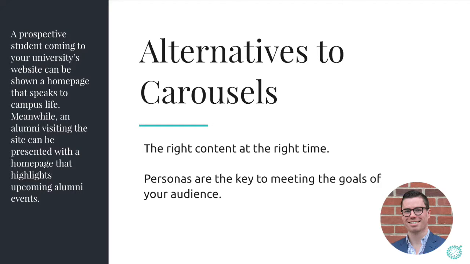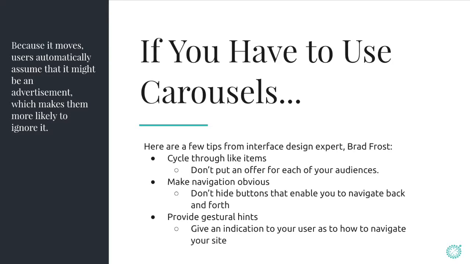Absolutely. Here are some minor changes if you do have to use a carousel. Something you could do in the meantime, I think, to help with some of those numbers. This is from interface design expert Brad Frost. Cycle through like items. So that Notre Dame, if they were 5 different items that they're cycling through there, keep them consistent. Maybe it's all 5 or 4 prospective students. Make navigation obvious. Don't hide buttons that enable you to navigate back and forth. Have that in place.